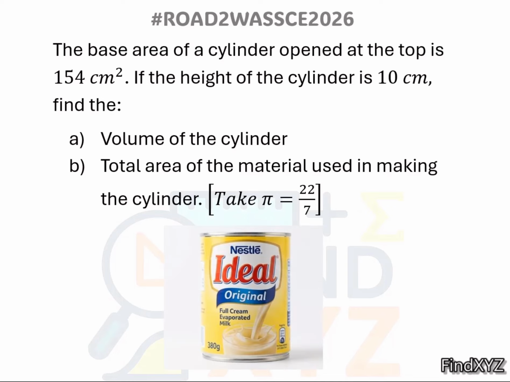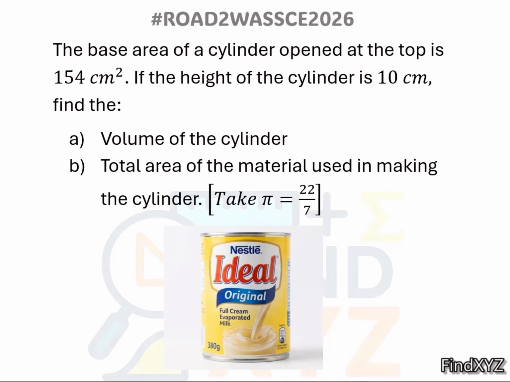So it means that volume is equal to the base area times the height. And let's substitute. What is the base area? We have 154 centimeters squared times what is the height? 10 centimeters. So in all, 154 times 10 will give us 1540. This is squared. This is 1. It means that now we have centimeters cubed. So it means that the volume of this object, which is the cylinder, is 1540 centimeters cubed. That is the first part.